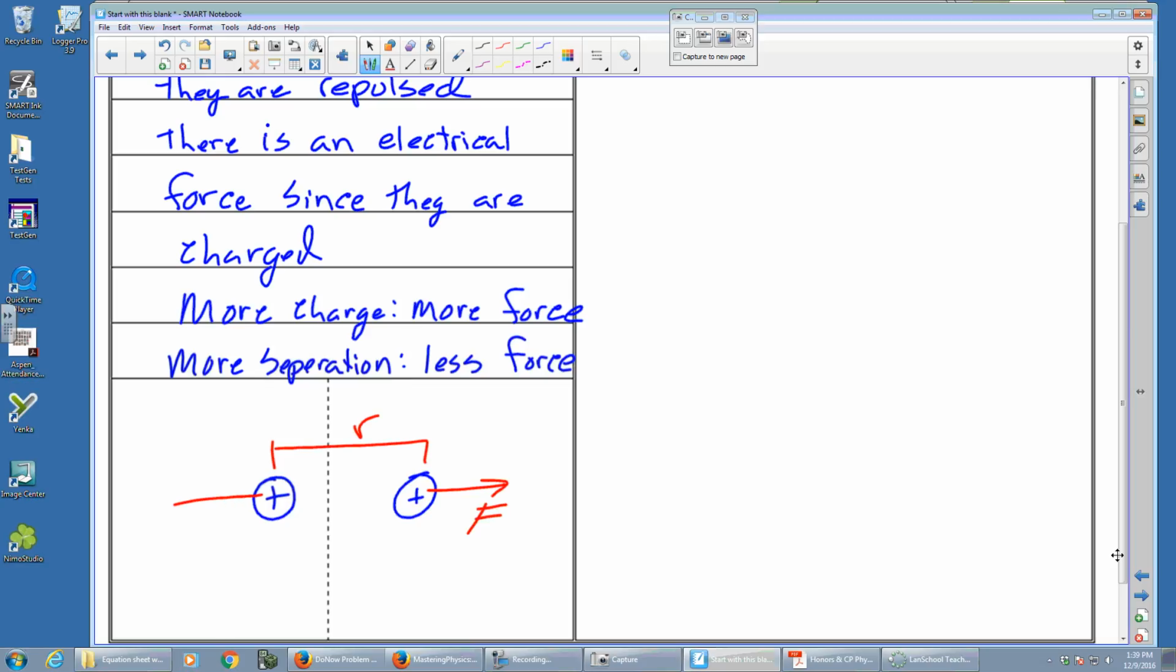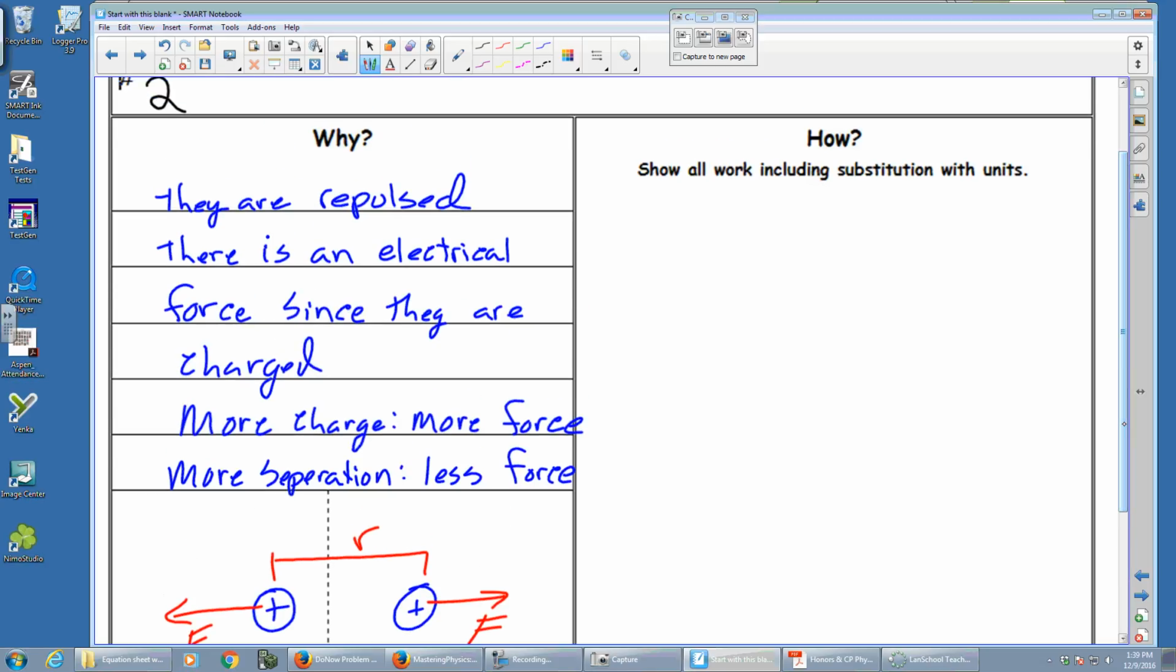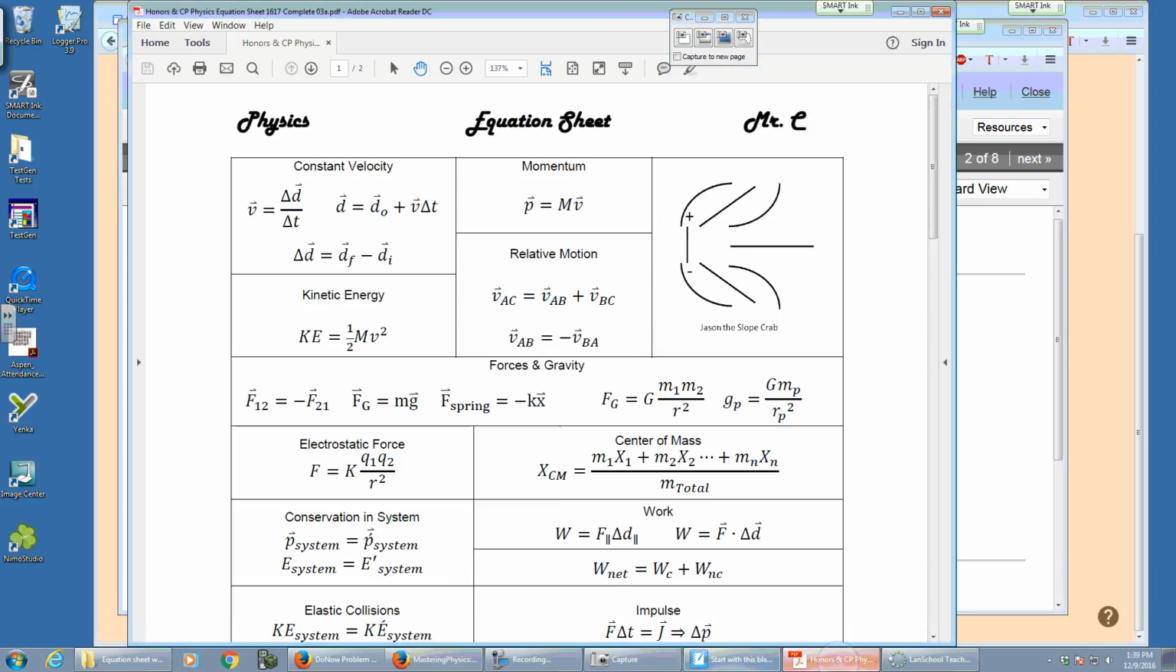How does the force on one compare to the force on the other? They're equal? They're equal because forces come in pairs. Okay. And then I would jump out to my good old handy-dandy equation sheet, which is right here, and I grab my equation for electrostatic force, which nicely says electrostatic force right above it.